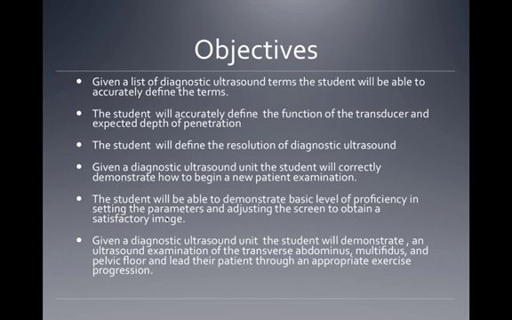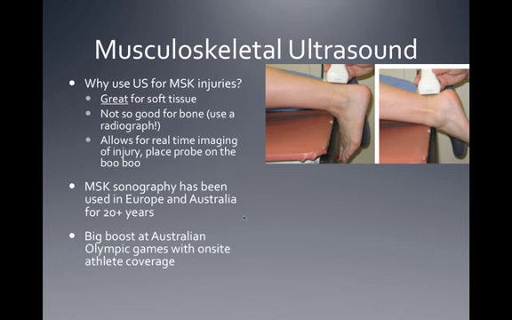And then the last one is that you've got to be able to get through your lab practical. So you have to be able to do the ultrasound examination of the transverse abdominis, multifidus, pelvic floor, and then be able to lead your patient through an appropriate exercise progression. Make sure that's what you're aiming for as you're learning this: that you're able to do that independently, find those muscles, show your patient how to contract them, identify them readily, and use the machine in order to do that. Okay, so let's get started.